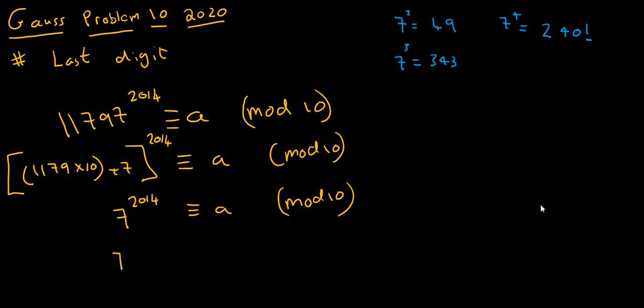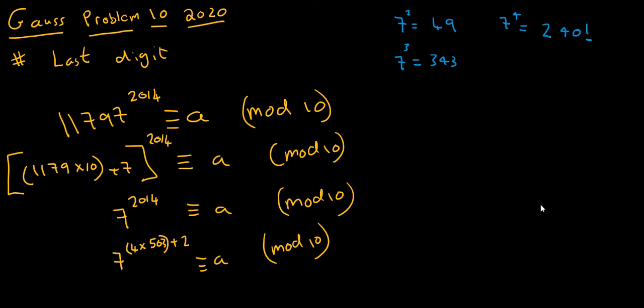So let's see if we can reduce this. So we've got 7 to the 4 multiplied. Okay, so let's do 2014 divided by 4. That gives 503. Then we need to add on a 2. Congruent to a, mod 10.